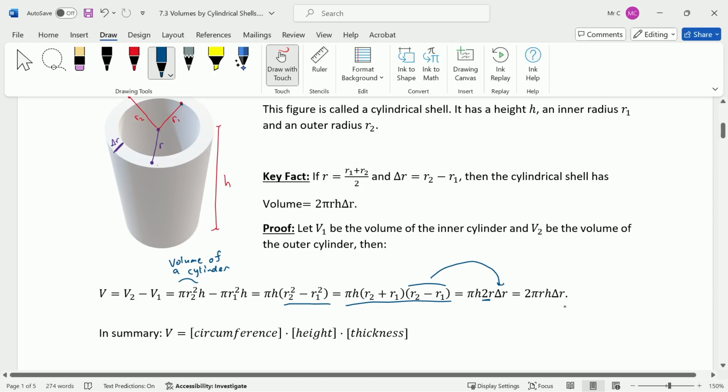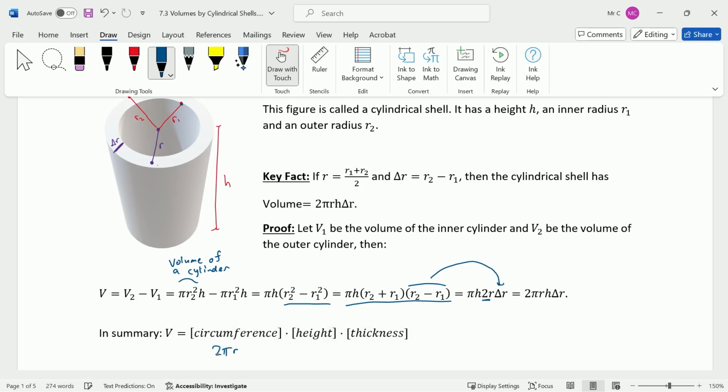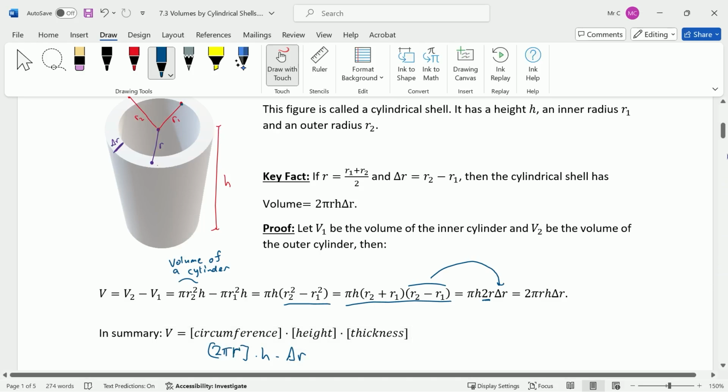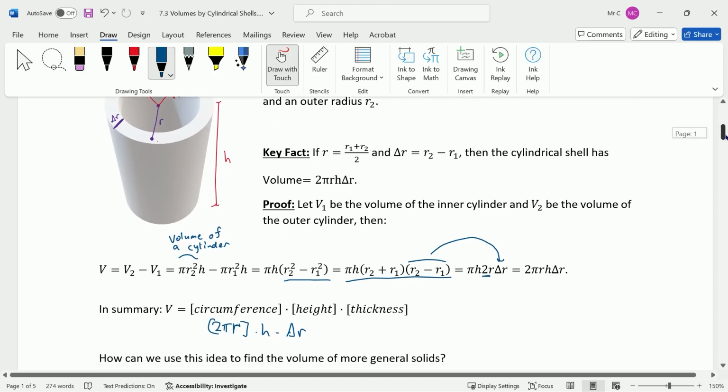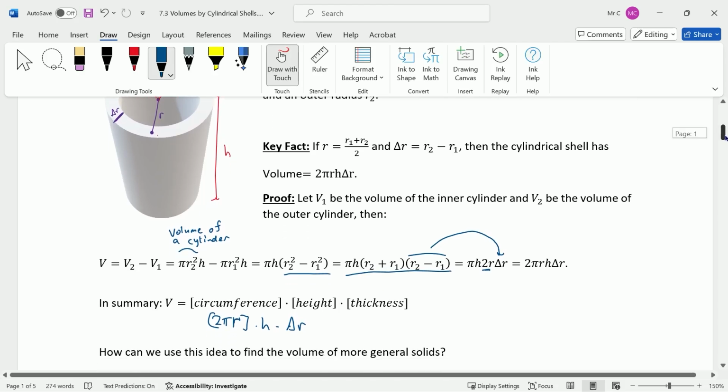But if you think about that, that's the same thing as saying the volume of the cylindrical shell is the circumference, 2 pi r, times the height times the thickness of the shell. Circumference times height times thickness. And that's going to be an expression that you really want to memorize, because that's going to be the key to finding volumes using cylindrical shells.